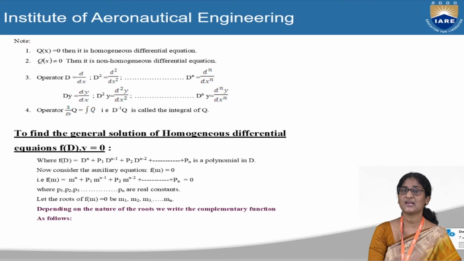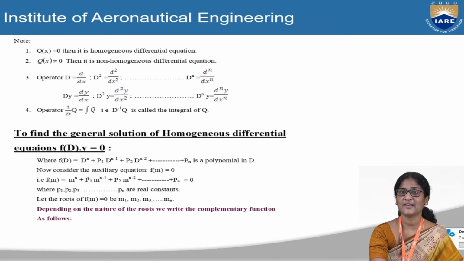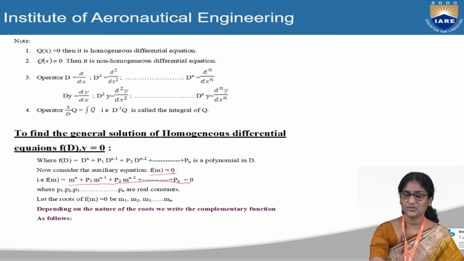So that is why we are converting the given function in terms of m, to find out the roots of the given homogeneous differential equation. So wherever capital D is there, you replace it by m and get the auxiliary equation. So this is the auxiliary equation. This auxiliary equation is nothing but f of m is equal to 0, and try to solve this.